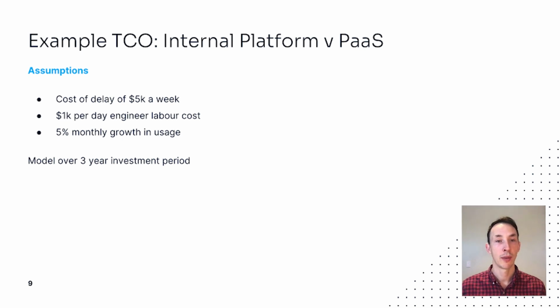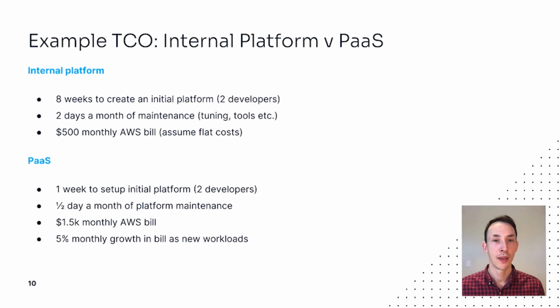If we look at our assumptions here that we're going to bake into this model, the first thing is the cost of delay. So what we mean by this is that each week we haven't got our product to market, how much is that going to cost us? So in our case, we're hypothetically going to say we're going to lose $5,000 in revenue per week that we're not in market. We're going to assume that the labor cost of people is going to be $1,000 per day. That makes the maths a little bit easier. And we're going to assume a 5% monthly growth in usage over time. And we're going to model that investment over 3 years. So let's look at how these inputs have affected the total cost of ownership over time.